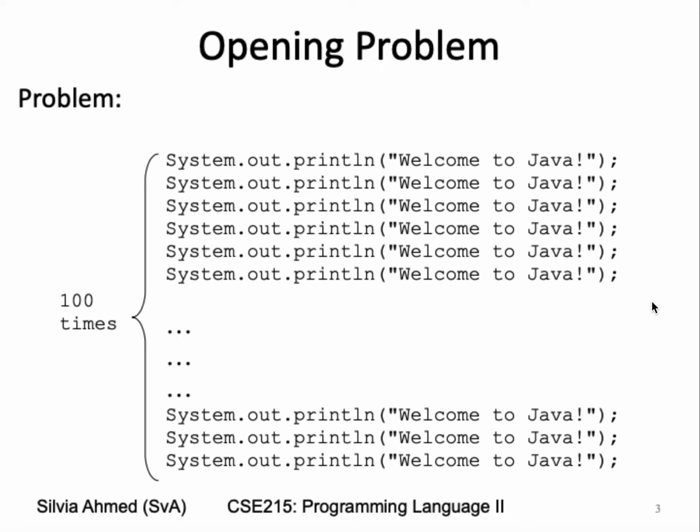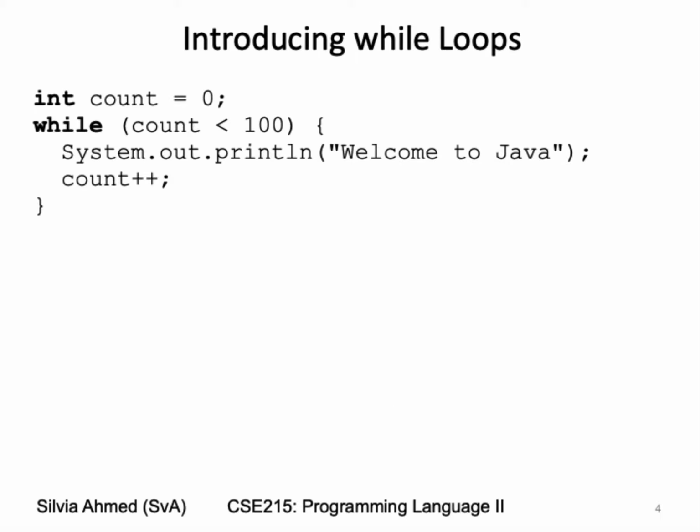We started today's class with this problem: if we want to repeat a certain part of the code and do it manually, then first of all it is manual labor, and second there are more chances of error. So what we do is we can use loops.